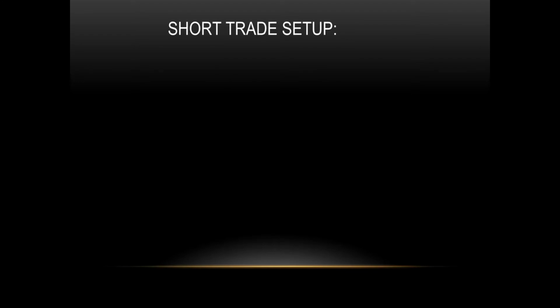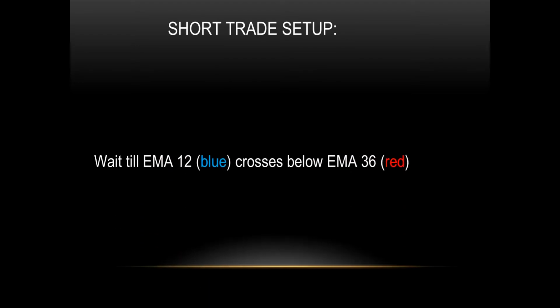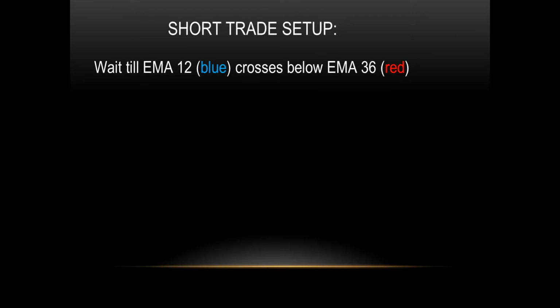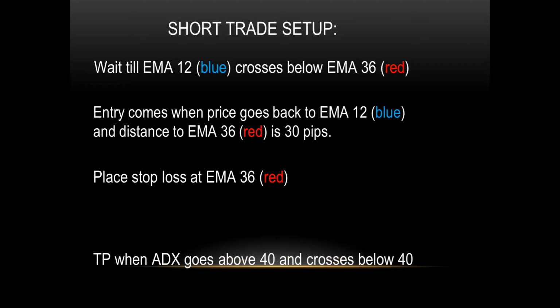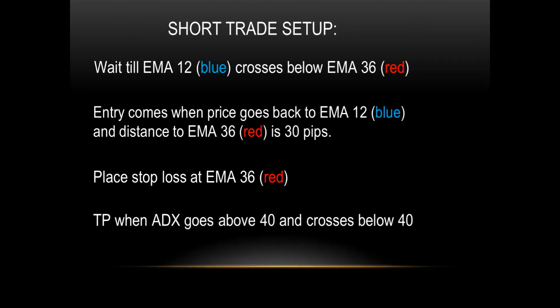So to make a short trade setup, what are we looking for? The EMA 12, which we'll make blue in color, will cross below the EMA 36, which will be red in color. And your entry comes when the price goes back to the EMA 12, and the distance to the EMA 36 is 30 pips. You place your stop loss at the EMA 36 and take your profit when the ADX goes above 40 and crosses below 40.